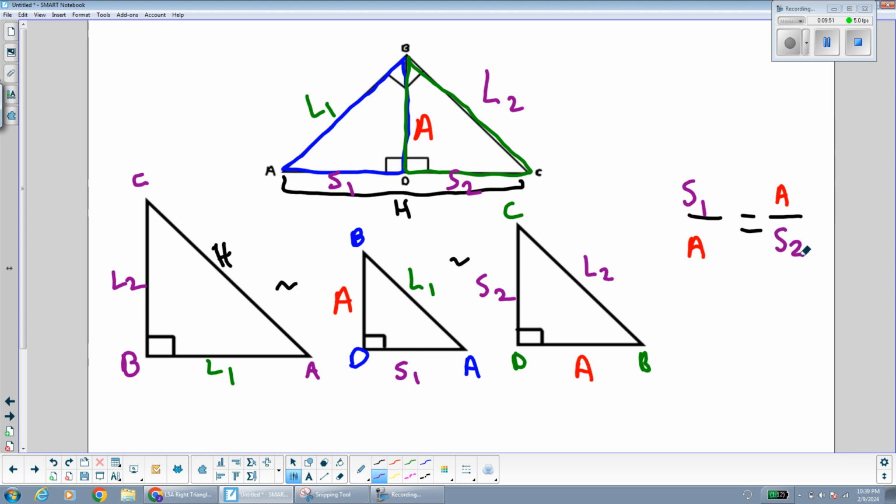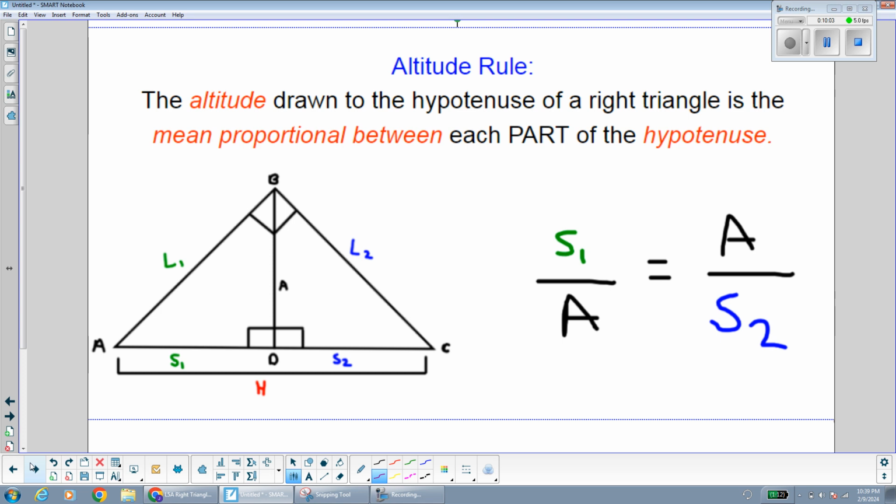And here we have another rule that comes from the proportions with similar triangles. And this is the altitude rule because it has the altitude in it. What the altitude rule says is that the altitude drawn to the hypotenuse of the big right triangle is the mean proportional. Once again, all that means is that in the proportion, it gets written twice so that it gets multiplied by itself. It's the mean proportional between each segment of the hypotenuse, each part of the hypotenuse.